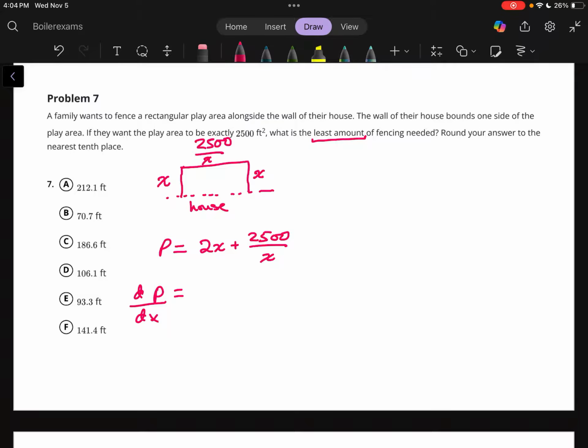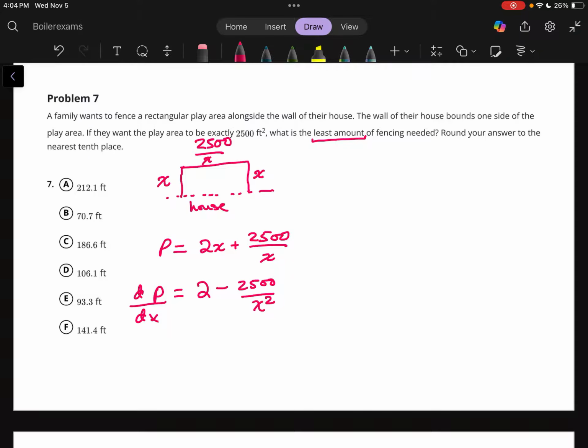This is easy enough. The derivative of 2x is equal to 2, and the derivative of 2,500 over x is negative 2,500 over x squared.